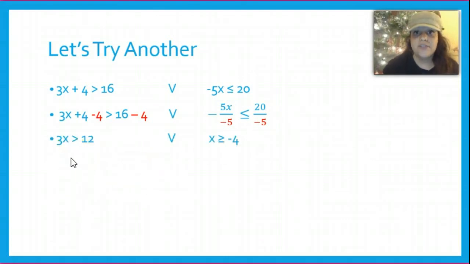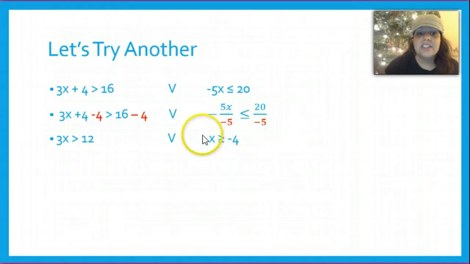Now for the first part of the disjunction, I have 3x is greater than 12, or x is greater than or equal to negative 4. If you notice, the symbol here changed. Does anybody remember why that symbol changed, why it flipped around? Because I was dividing by a negative number. Remember, when you divide by a negative, the inequality flips to the other direction.